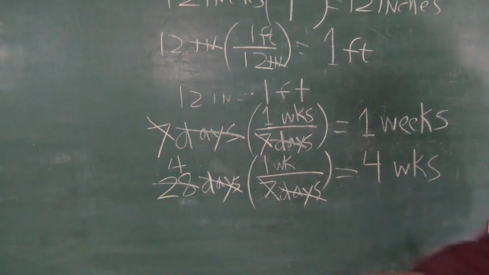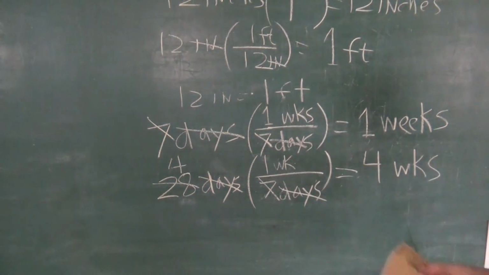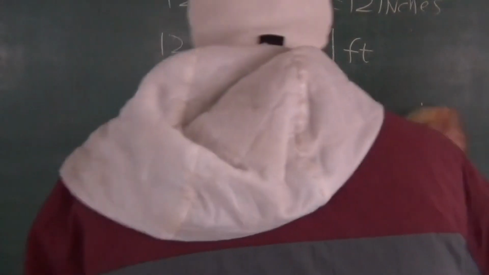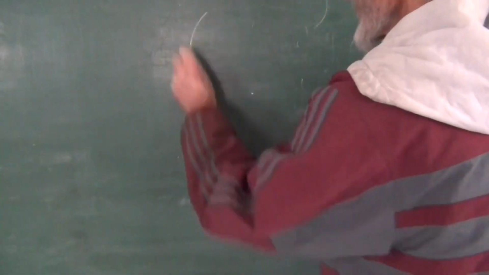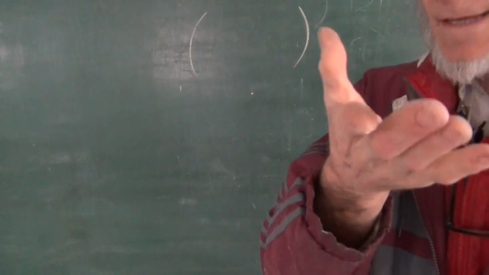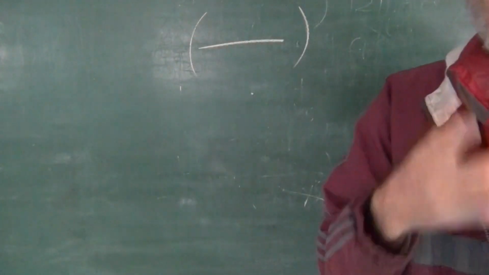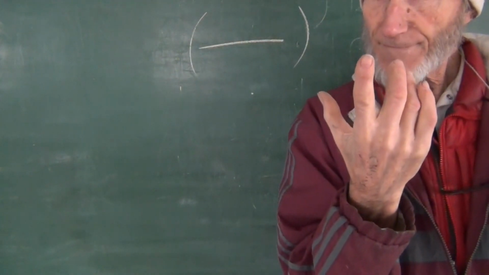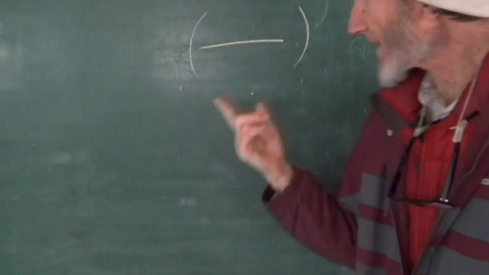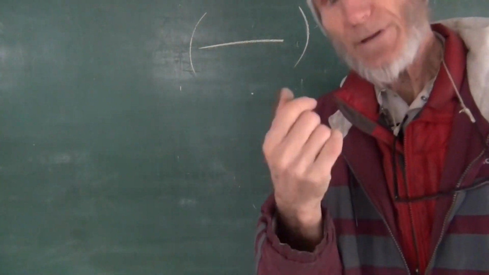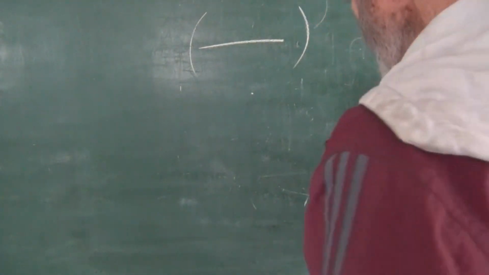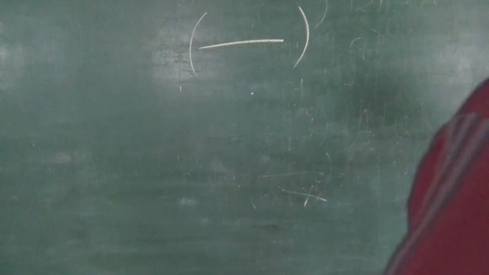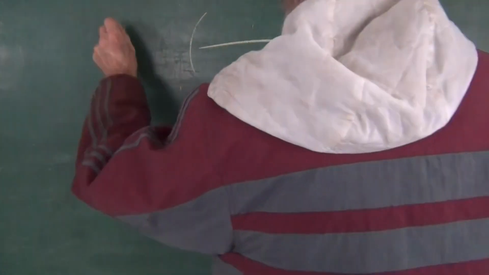Okay, now let's try a little bit more challenging one here. Remember, in every case, what does the magic fraction have to do? Come on, I can't hear you. Okay, gotta have parentheses, gotta have a line. Okay, what goes on top of the line? Number and unit. What goes down below? Different number and different unit. Okay, so in this case, we're gonna change hoofs.